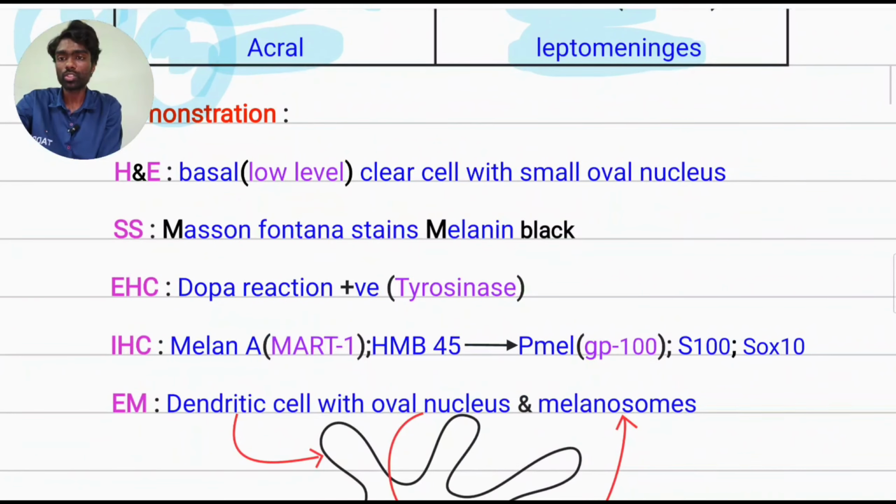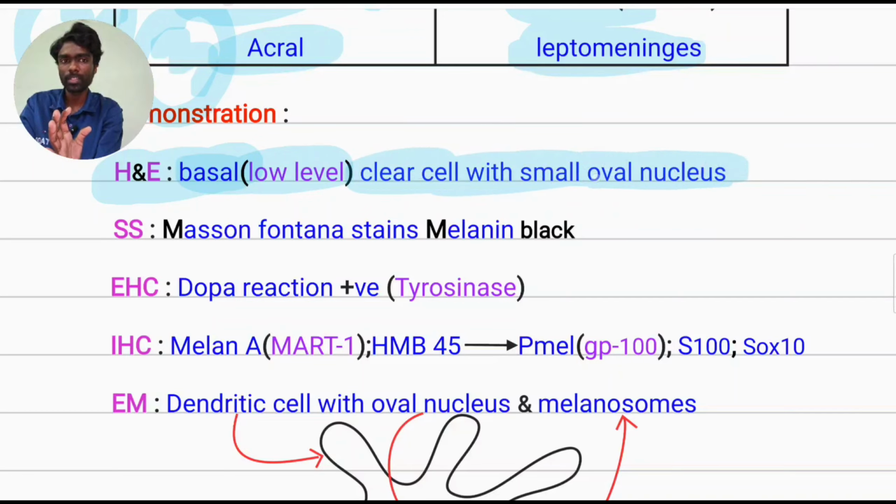Coming to demonstration, on light microscopy with H and E staining, it will look like a clear cell which is located in the basal layer. So basal, low level, clear cells with small oval nucleus. Organelles and dendrites we can't visualize properly under H and E staining in light microscopy. For that we have to do electron microscopy.